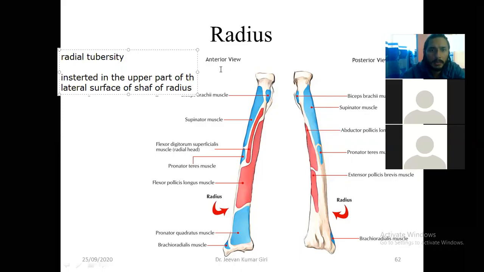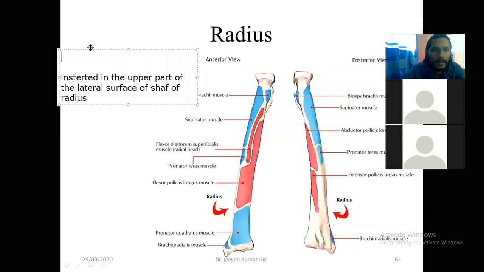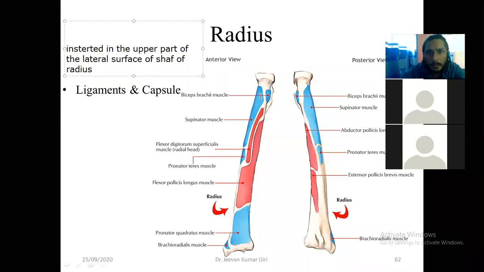So you have to write the complete answer like that. Shaft of radius, not shaft of humerus. So that is shaft of radius. So inserted in the upper part of the lateral surface of shaft of radius. There is the insertion of the supinator muscle. Okay. So this is the supinator muscle.